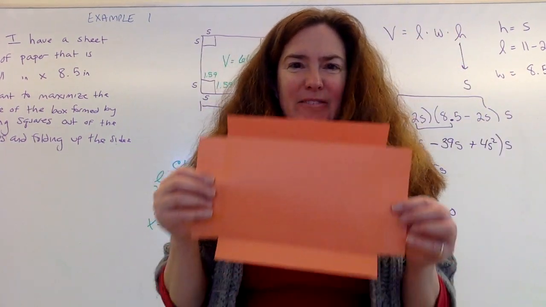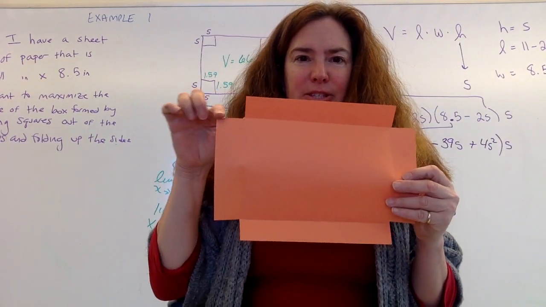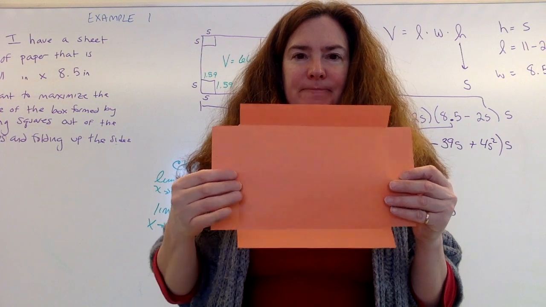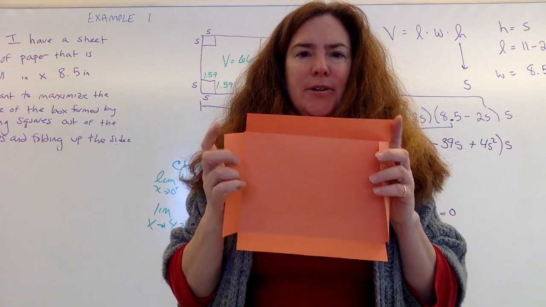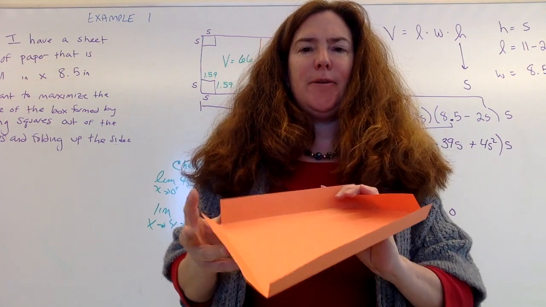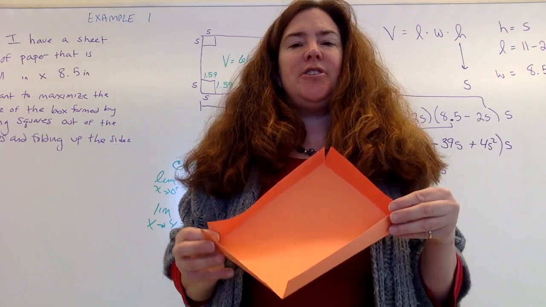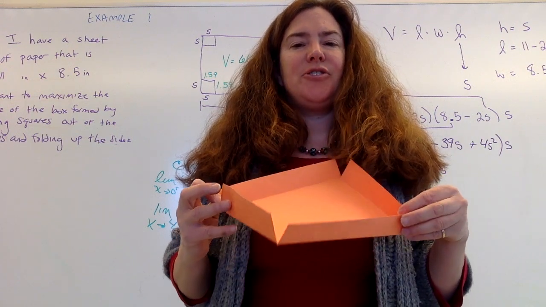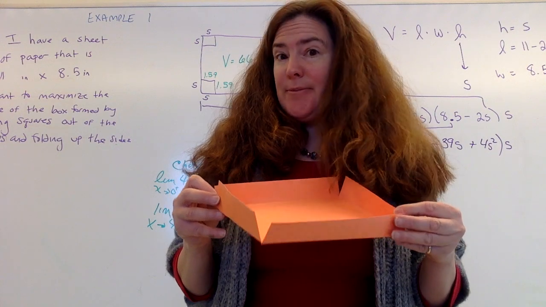Okay, I have a piece of paper. I cut squares out of the corners. I'm folding it up to make a box. Here's my box. And the question is, how big should I cut the square so I have maximum air volume here?